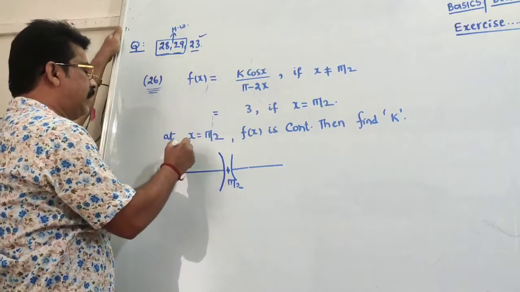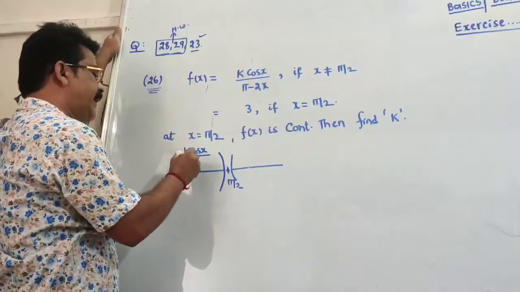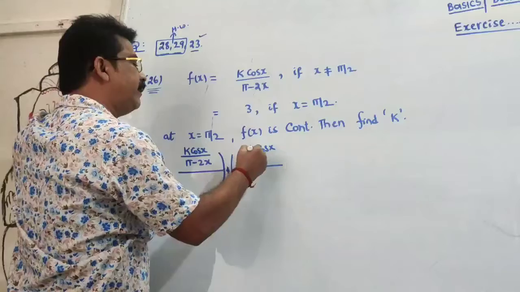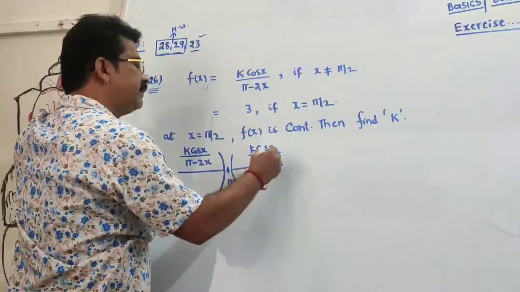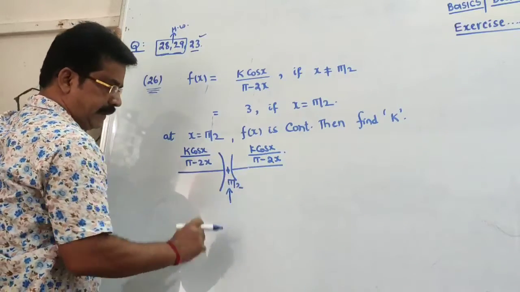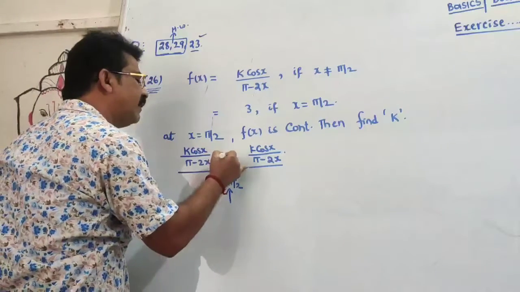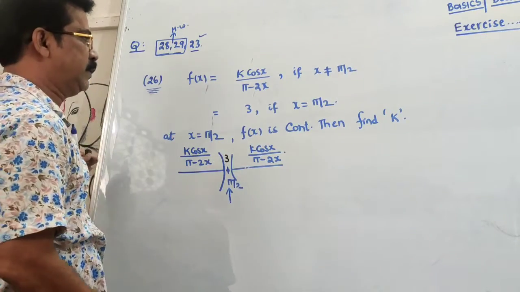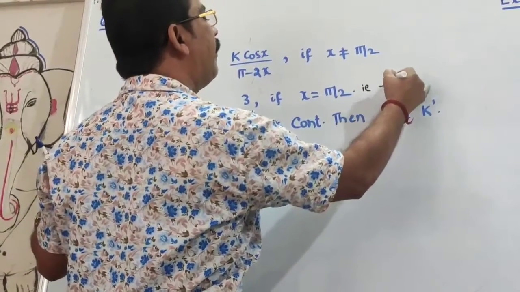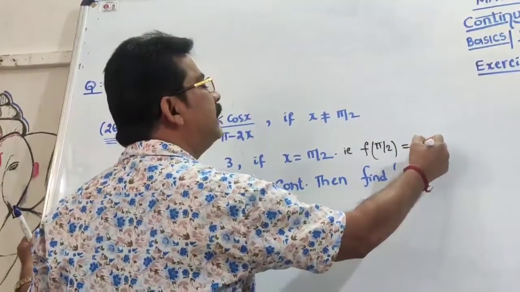in this area, it is defined as k cos x divided by pi minus 2x. But at x equal to pi by 2, its functional value is 3. So therefore, what does it mean? That is, f of pi by 2 value is equal to 3.